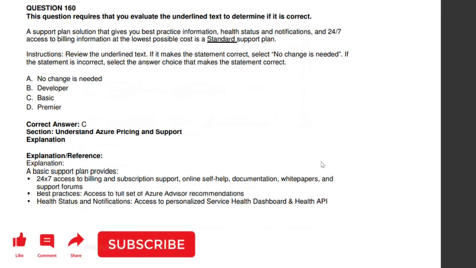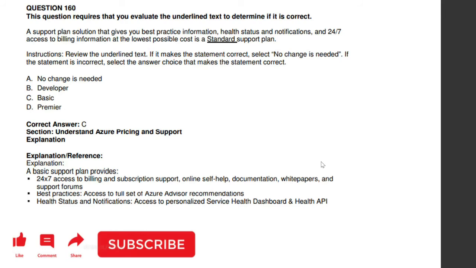So moving to the 160th question. This question requires that you evaluate the underlined text to determine if it is correct. A support plan solution that gives you the best practice information, health status and notification, and 24/7 access to billing information at the lowest cost is the standard support plan. So this is not the standard support plan. For this feature it should be the basic plan. So it's basic. There are different support plans over here. You have standard, developer, basic, premium.